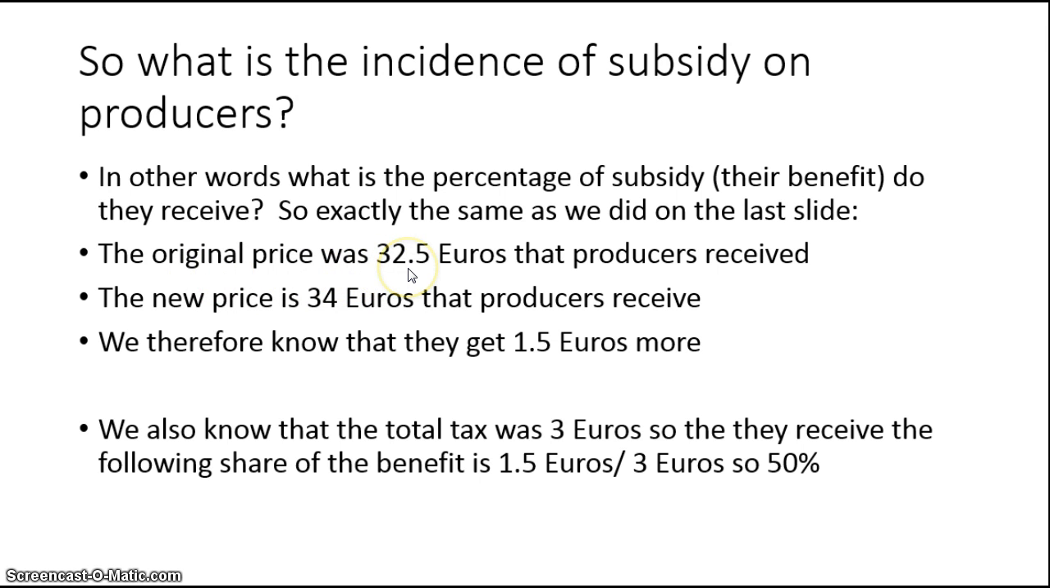The original price that the producers got was 32.5 euros, as we can see there. The new price they get with the subsidy is 34 euros, which we got from the equilibrium price. Therefore, they get 1.5 euros more. So 1.5 divided by 3, the total amount of subsidy, is 50%. So their benefit is 50%.